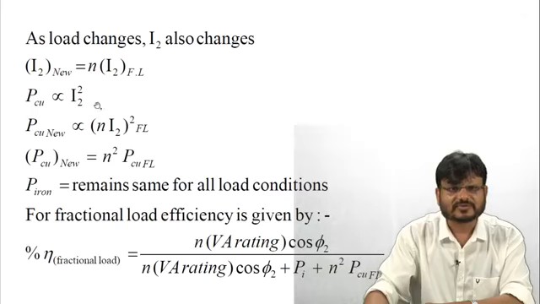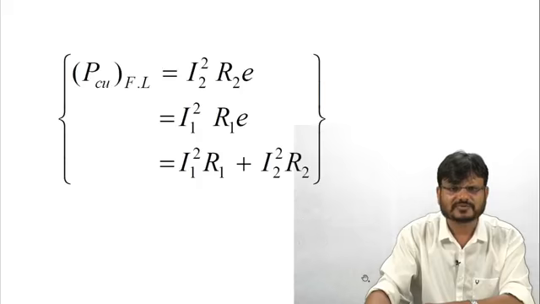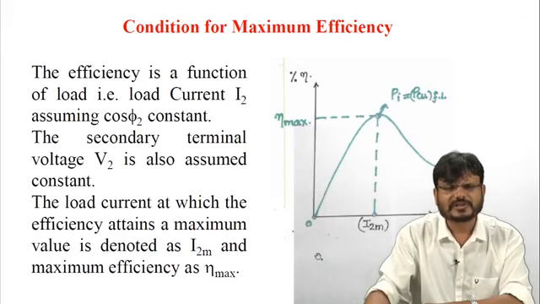So for the generalized formula, as you know, at a particular load the copper losses are equal to N square I2 square R2e at full load, right? Where N is the fractional load. So efficiency at any fractional load can be written by this formula, as I already discussed: N times the VA rating times cos phi upon N times the VA rating times cos phi 2 plus Pi plus N square times copper losses at full load. Now we have to find out the condition for the maximum efficiency.